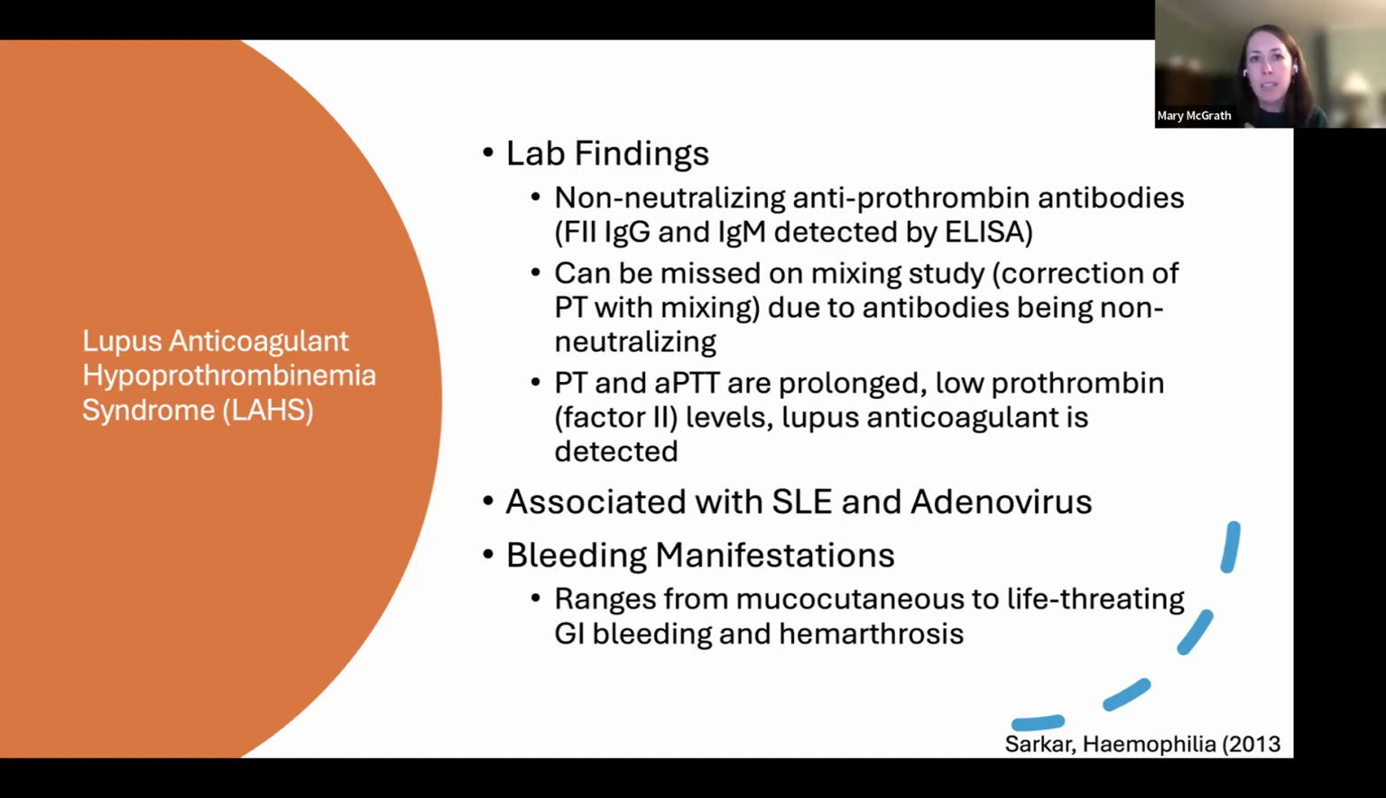Treatment for this might involve plasmapheresis in individuals who are having life-threatening bleeding, to try and remove those antibodies from circulation. Otherwise, if bleeding is more mild, then using FFP as a source for prothrombin repletion can be helpful. And then for individuals who have newly diagnosed lupus, early initiation of steroids and rituximab has been helpful at clearing these antibodies as well.